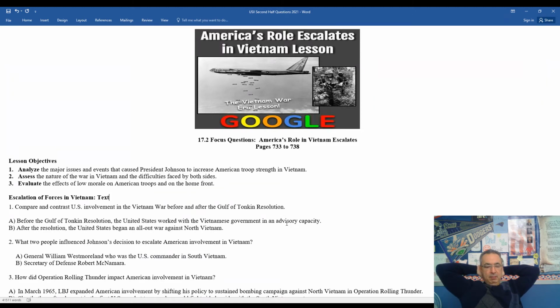What two people impacted Johnson's decision to escalate American involvement in Vietnam? The two primary advisors would be General William Westmoreland, who was in charge of American forces in Vietnam, and then the Secretary of Defense, Robert McNamara. So under the advisement and counsel of these two, he decided to escalate the war.